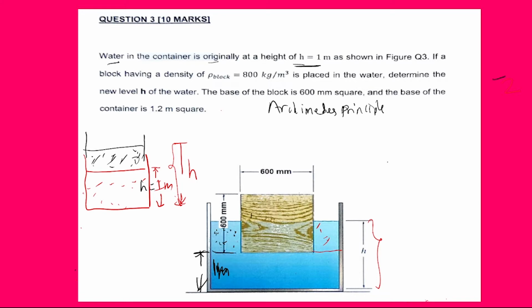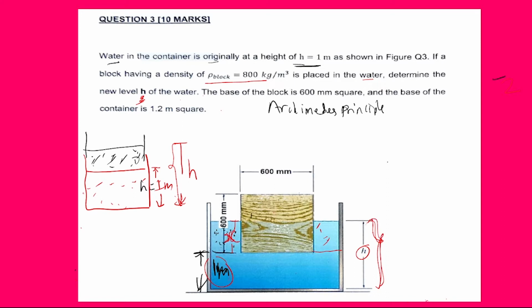Now, how are we going to solve this? Let's find the height. Let's find what this height here is. That's what we're looking for. Let's read the question. We didn't even finish reading the question. If a block having the density given, the density of the block we have, is placed in the water, determine the new level H of the water. New level means you want the whole height, which is going to be 1 plus this length here. Let's just assume it's X. We want to get this height, so it's going to be equal to 1 plus X.